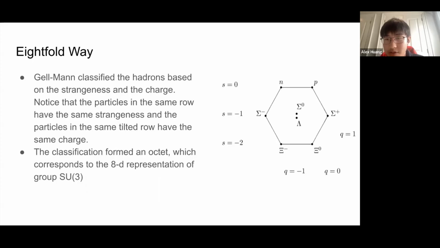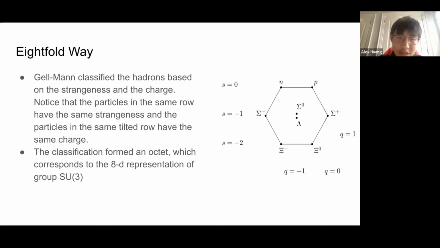You can see in the first row, which are neutron and proton, N and P, they have a strangeness of 0. In the second row, which is sigma minus, sigma 0, lambda, sigma plus, they have strangeness -1. And in the last row, which are psi minus and psi 0, they have a strangeness of -2. So he arranged it in a way that in the same row, the strangeness of the particles is the same. And he also arranged this in terms of charges.